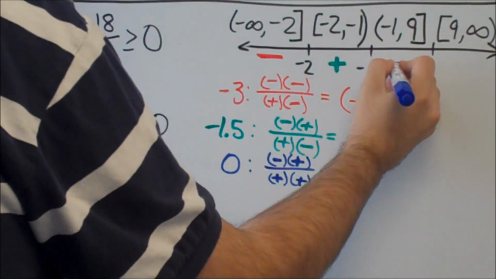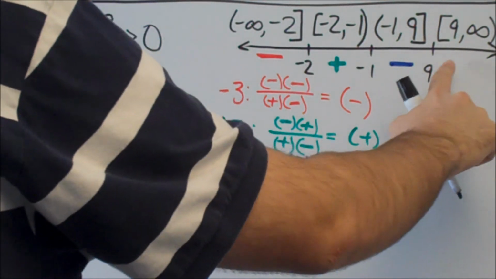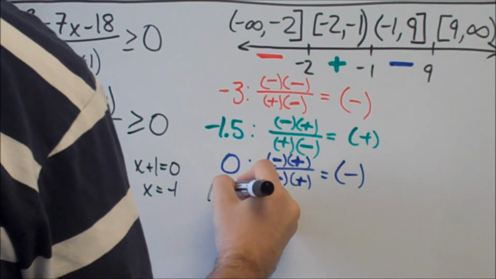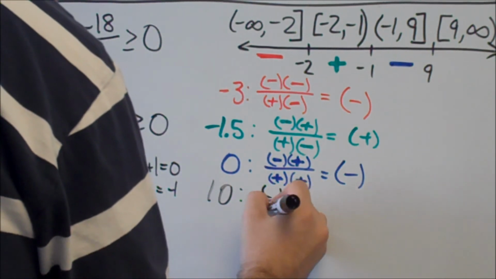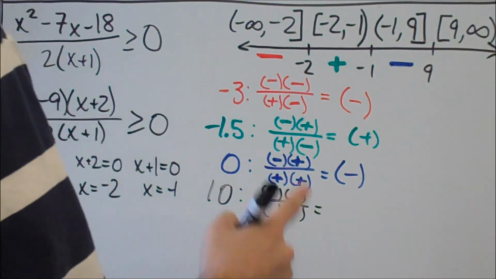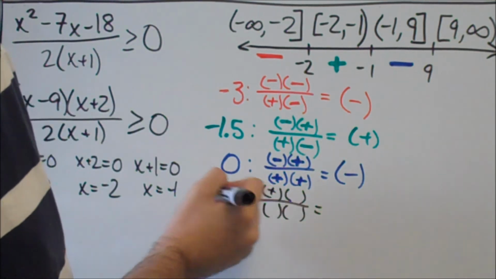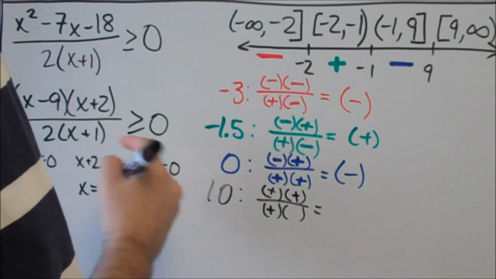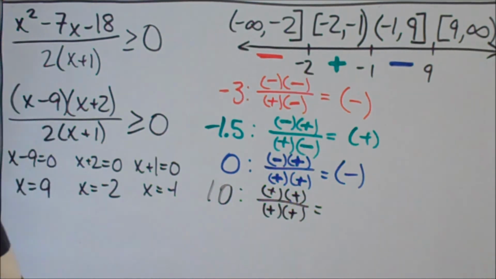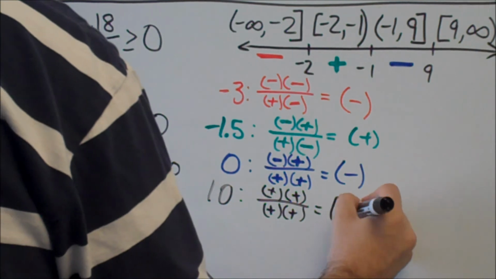Alright, then we pick one between 9 and infinity. Let's pick 10. If we plug 10 in for all of our x's, we get a positive for this one, this one's positive, 2 is always positive, and this one gives us a positive. So this has no negative signs in it, so it's going to be a positive number.